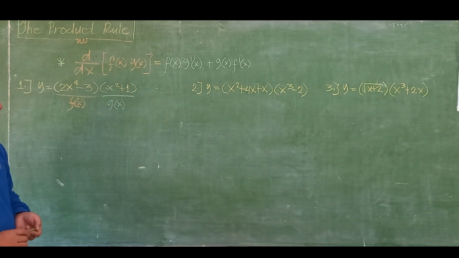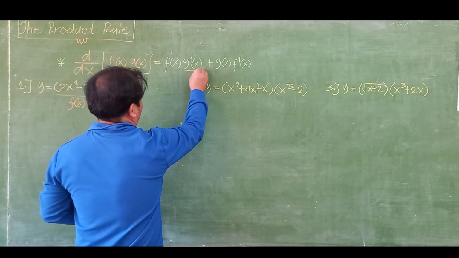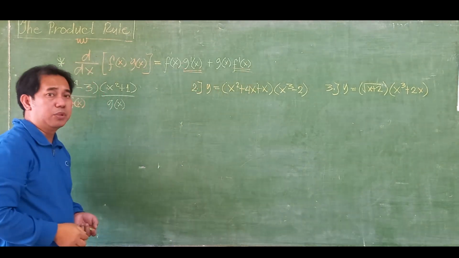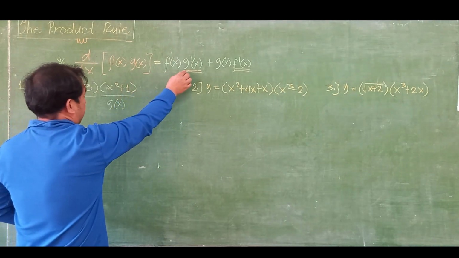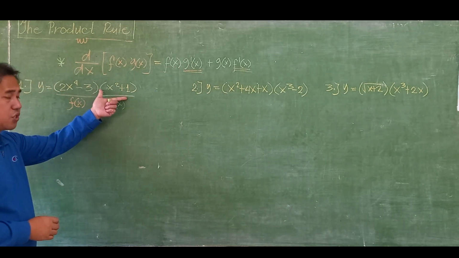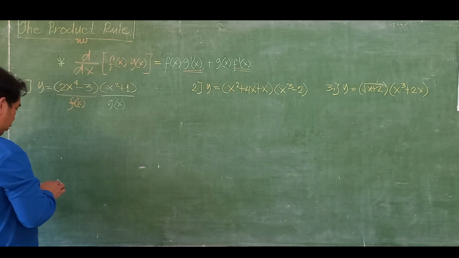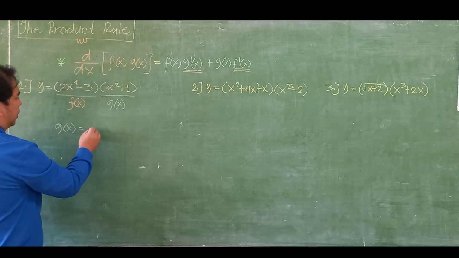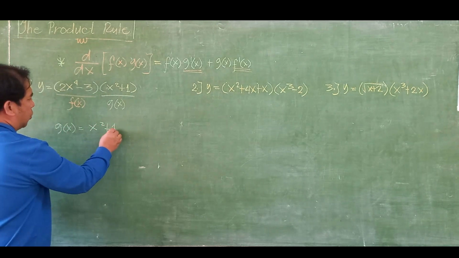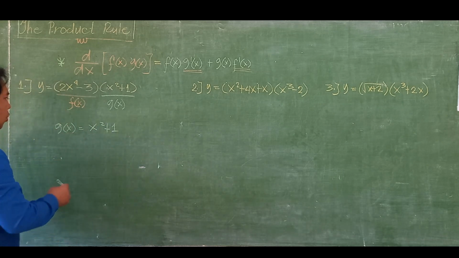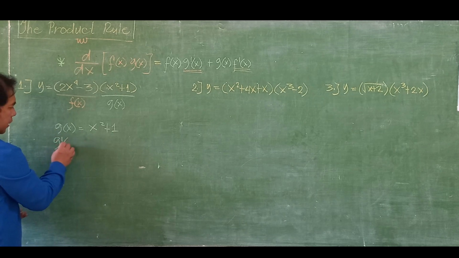But before we apply this notation, notice that we need to have the derivative of our g of x. And what is the derivative of our g of x? That is g prime of x. So for the g of x, that is defined to be x raised to 2 plus 1. We will get the derivative one by one, and after that we will add them. So what is the derivative of this one? The derivative is g prime of x.